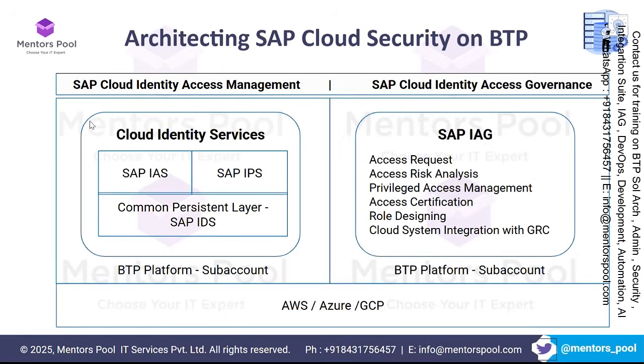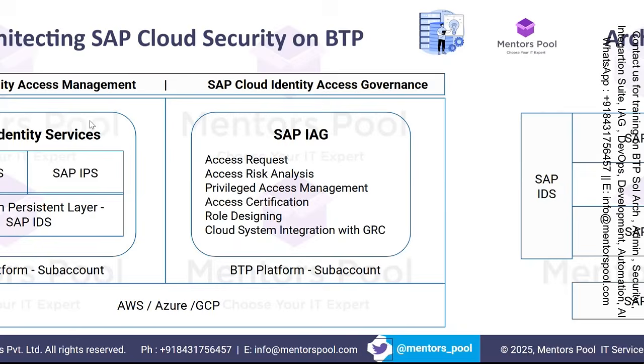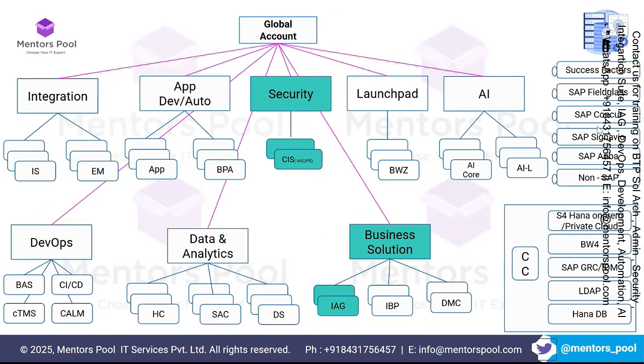So if I go to my previous diagram, it means if I want to do risk analysis, people want to raise access requests, I want to do privilege access management for SuccessFactors, Fieldglass, Concur, Signavio, Ariba, or all of these tools, this all will be happening by IAG. IAG will integrate it, and this is an administrative job. The administrator will subscribe to IAG, set up authentication, authorization, integrate with cloud systems, integrate with all other BTP applications needed, and integrate with on-premise systems.